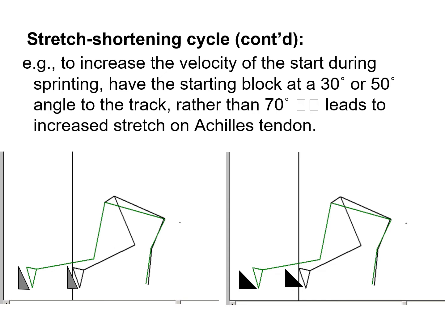We can also see this if we're looking at sprinters. There's usually a starting block for sprinters, and having the starting block at a 30 or 50-degree angle to the track rather than 70 degrees leads to an increased stretch of our Achilles tendon. And our Achilles tendon is very, very elastic. It likes to be stretched. And when they push off from the blocks, not only have they stretched that Achilles tendon, but they're adding the contractile energy of the muscles to the elastic energy of the Achilles tendon, so they get a better, more forceful push off from the blocks, and that helps with their sprinting time.